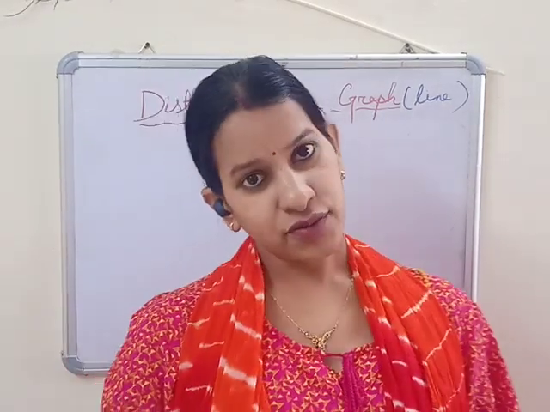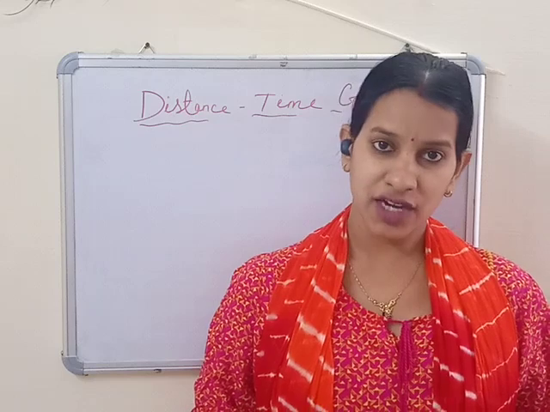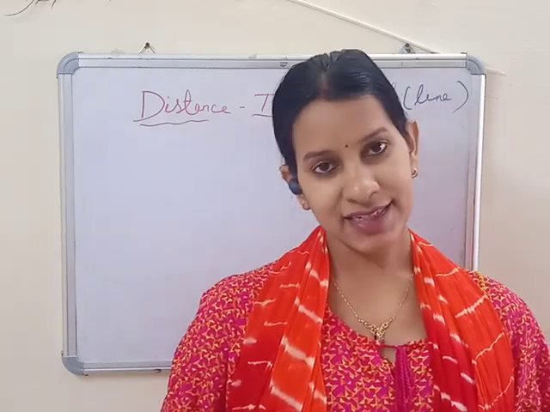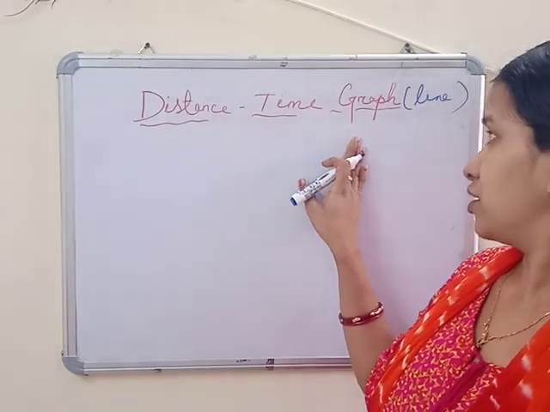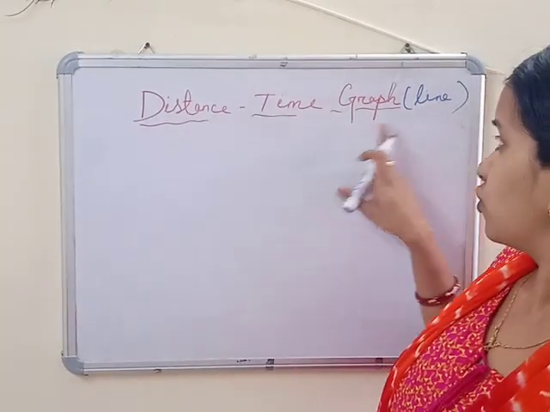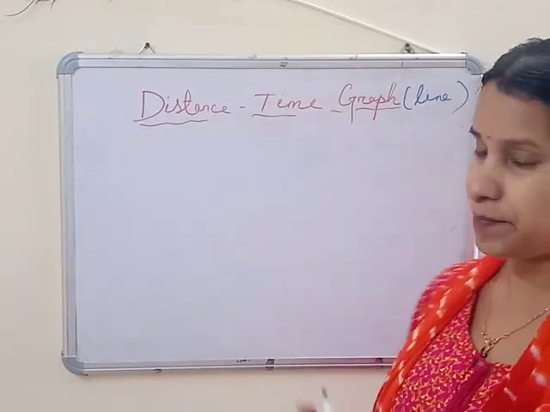Good morning, children. We are in the last part of the chapter Motion and Time. The last part of the chapter is Distance Time Graph. So I have written line over here. We'll do the line graph for the distance and time.